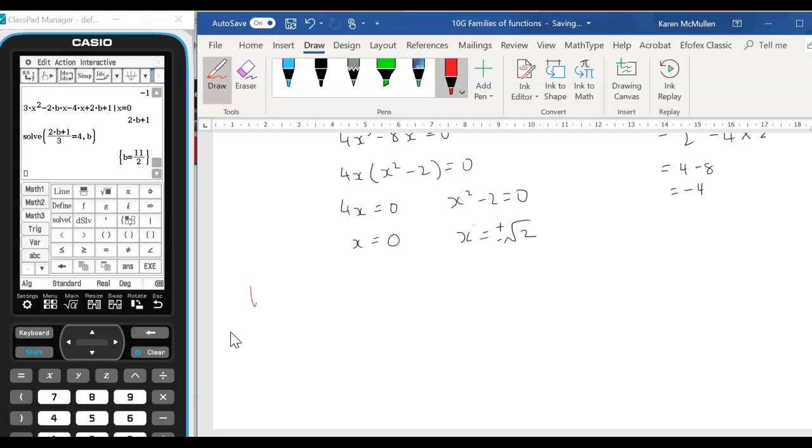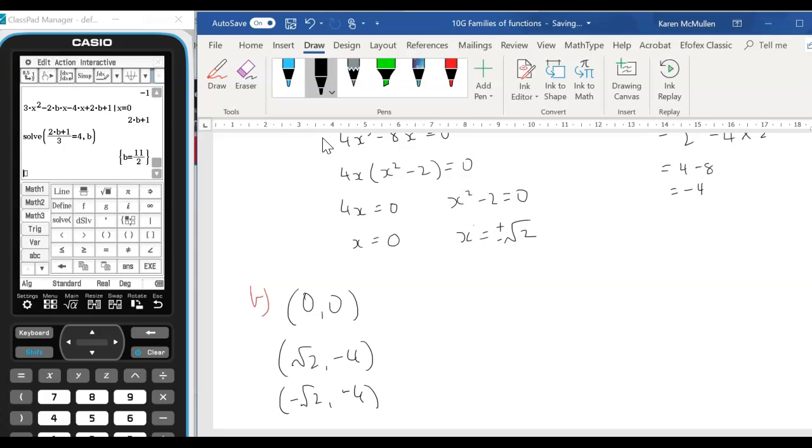Okay, so question B, our turning points are 0, 0, I can easily remember what they were, and negative root 2, negative 4. All right, so our transformation, (x, y) is now becoming (x plus a, y plus b). So basically we don't know what a and b are, but we're just adding them to each one.